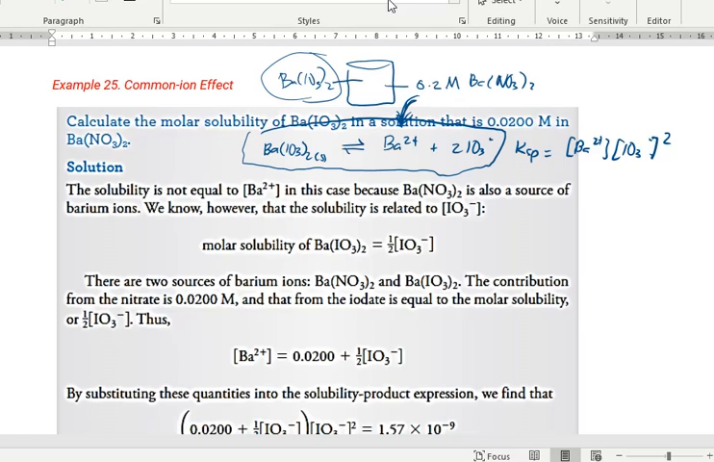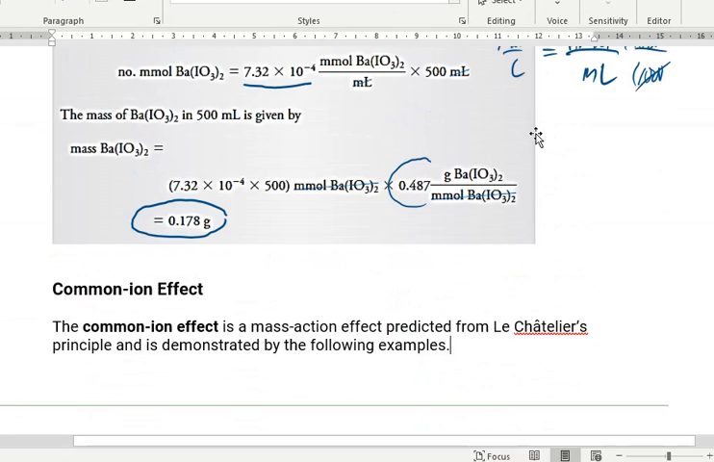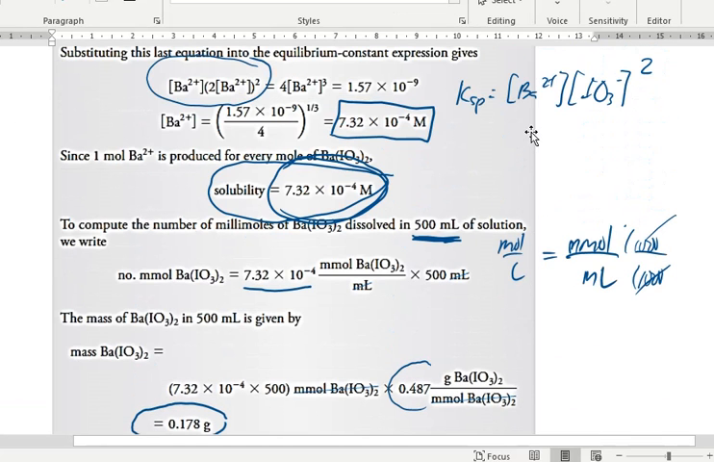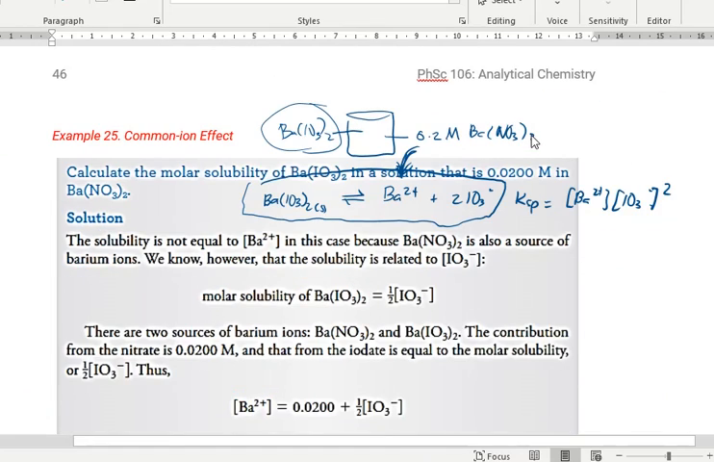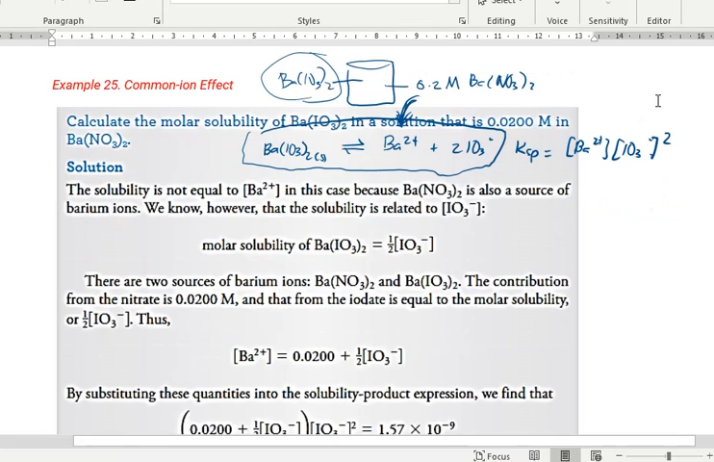So from the value of the Ksp of barium iodate in the appendix, what's the K again? From the appendix, the value was 1.57 times 10 to the minus 9. Okay, so the value of K for barium iodate is 1.57 times 10 to the minus 9.